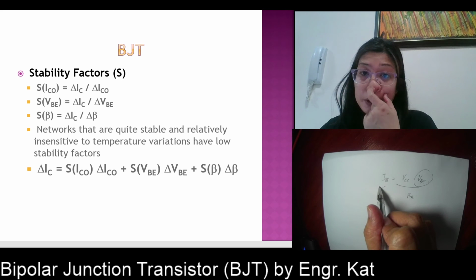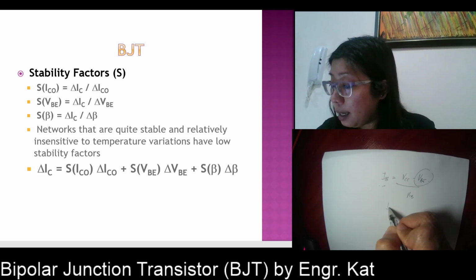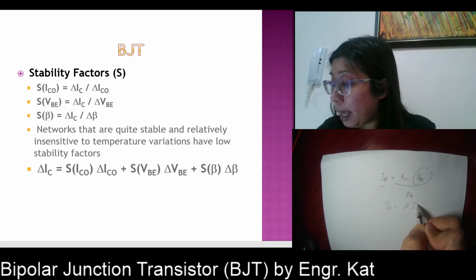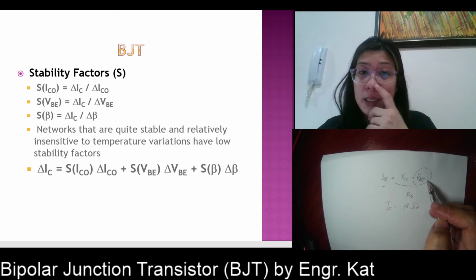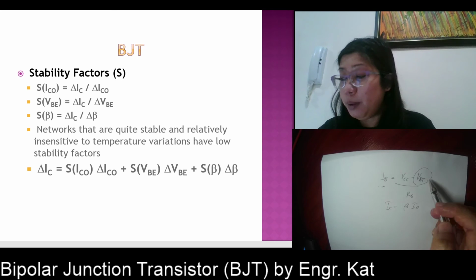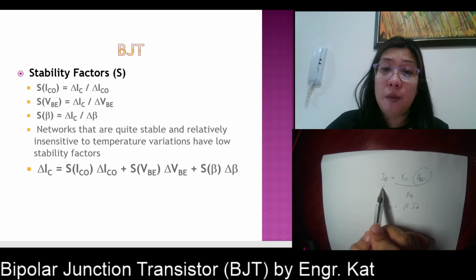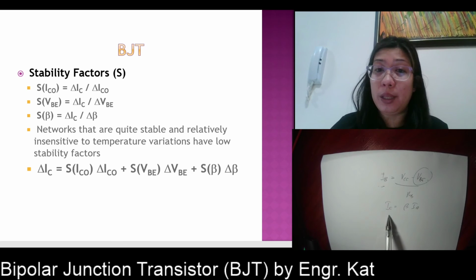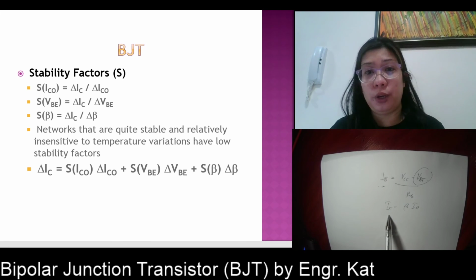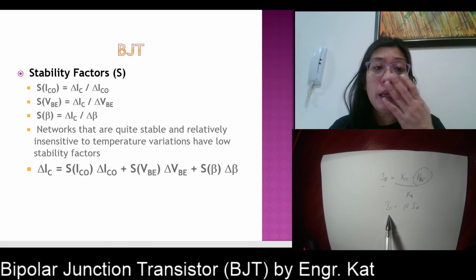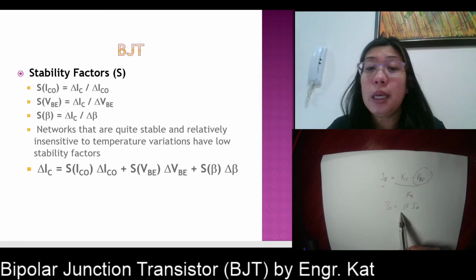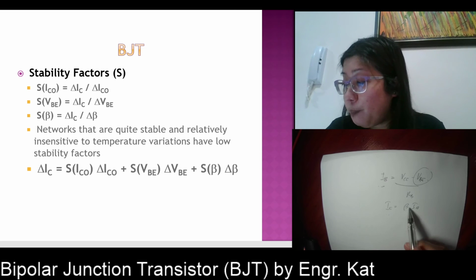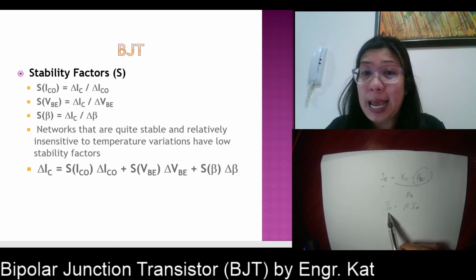But when IB is affected, IC is beta multiplied by IB. So indirectly, VBE has nothing to do with IC directly, but VBE has something to do with IB, and IB has something to do with IC. So therefore, we have to consider that. Another thing is beta. Beta is very obvious. Why? Because IC is beta multiplied by IB. So if beta changes, so does your IC.